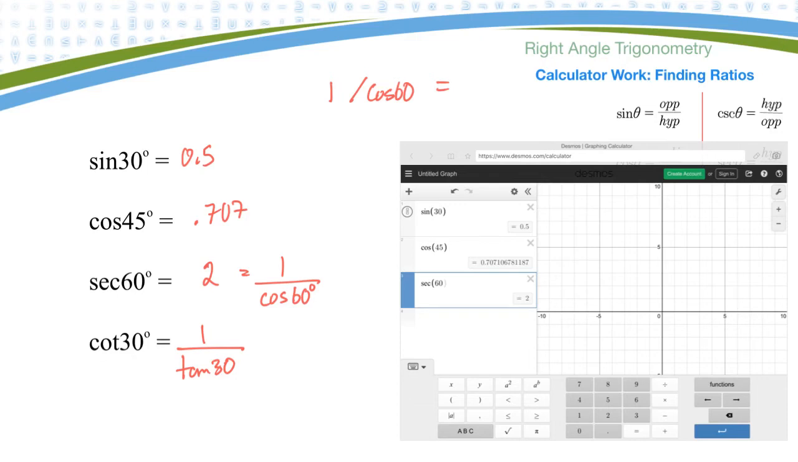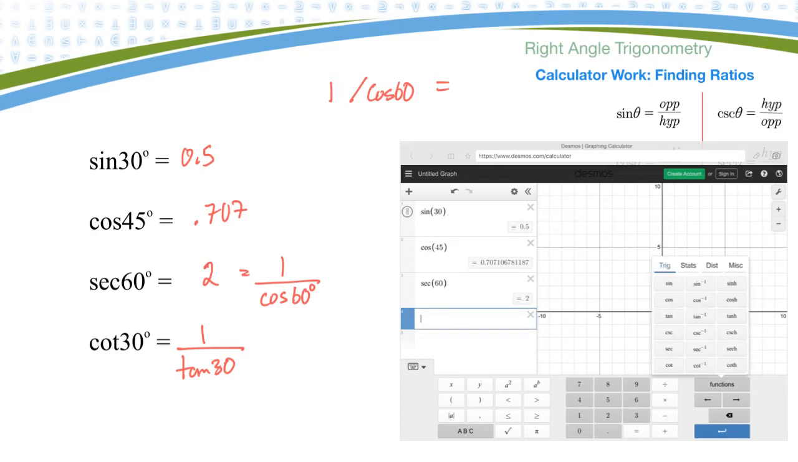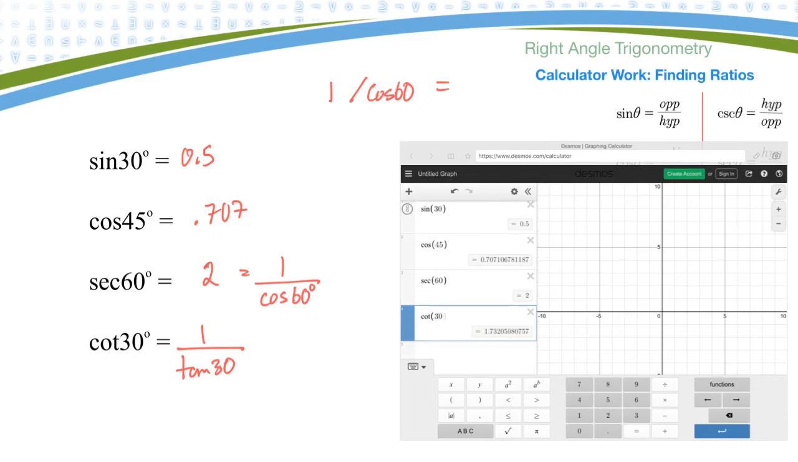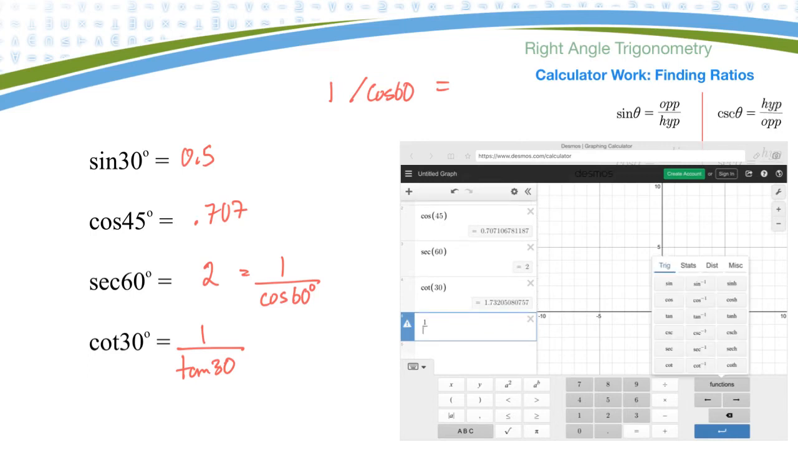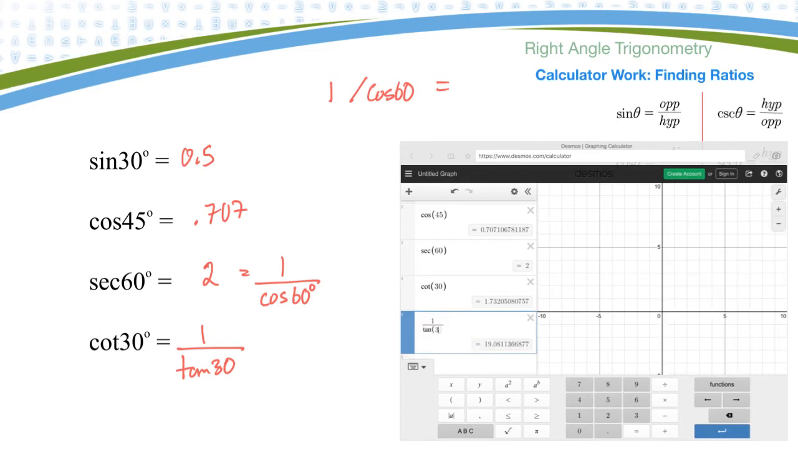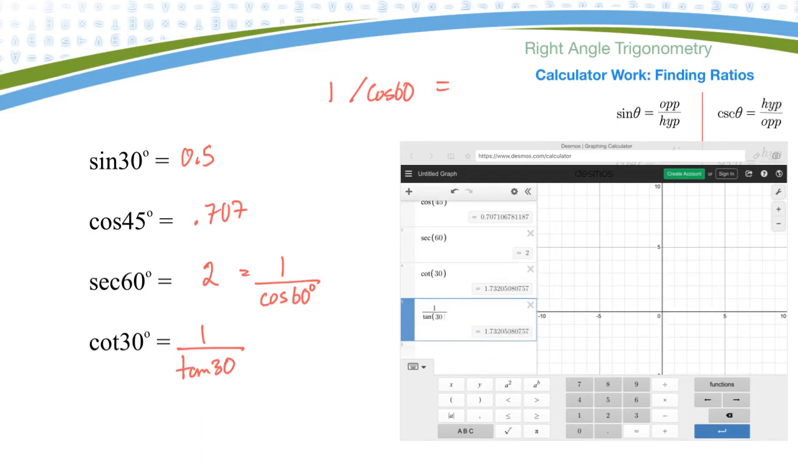I'm going to try it here. So functions, I need to say cotan of 30. Cotan 30. 1.73. Yeah, that's correct. So I could do it that way, or I could go 1 divided by the tan of 30. Tan of 30. Notice it gives you the identical answer. Anyway, it's good to be able to use your calculator to determine what these are.